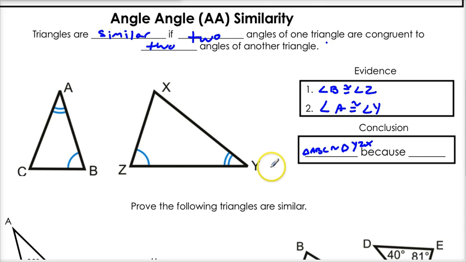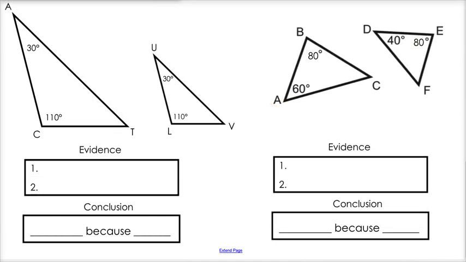A has to go with Y, B has to go with Z, and C has to go with X. Remember, the corresponding angles in order, A and Y, are congruent. And the reason we know this is because of angle-angle similarity. If there are two congruent angles, then we know that the two triangles are similar to each other.